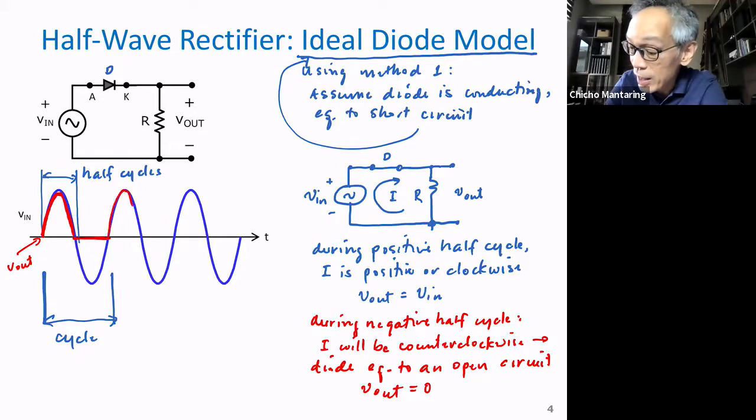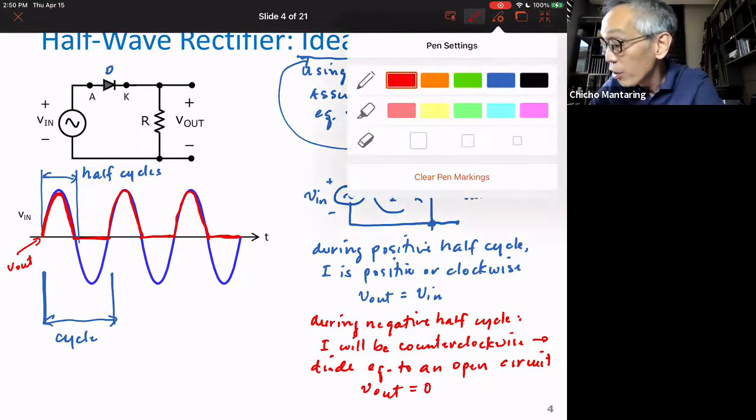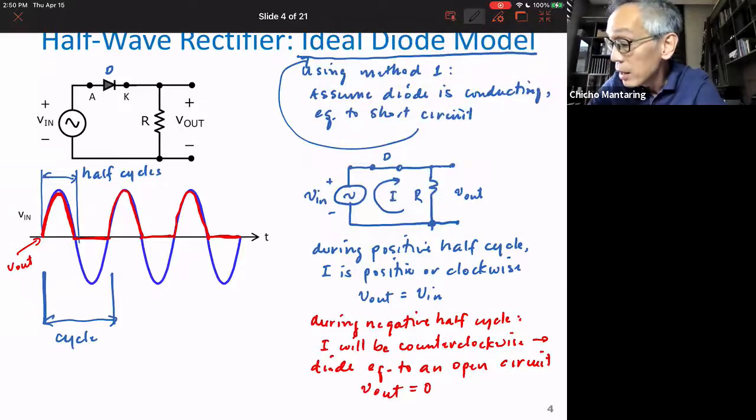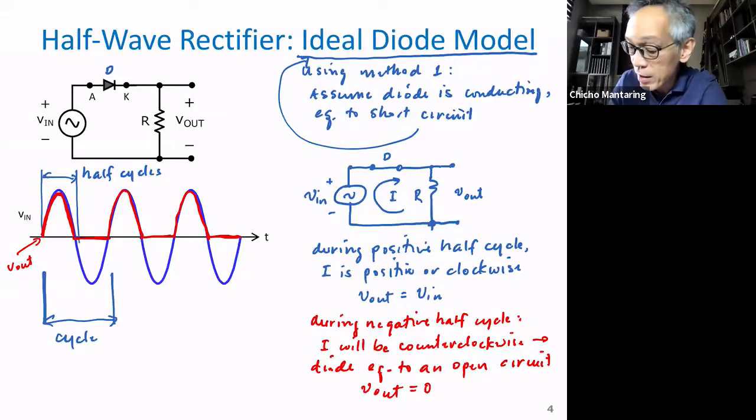Okay? So you can see now the relationship between the input and the output, assuming that the diode is ideal. Now this is what you call a half-wave rectifier. Now what do you mean by a rectifier? No? A rectifier, by definition, converts from AC to DC.